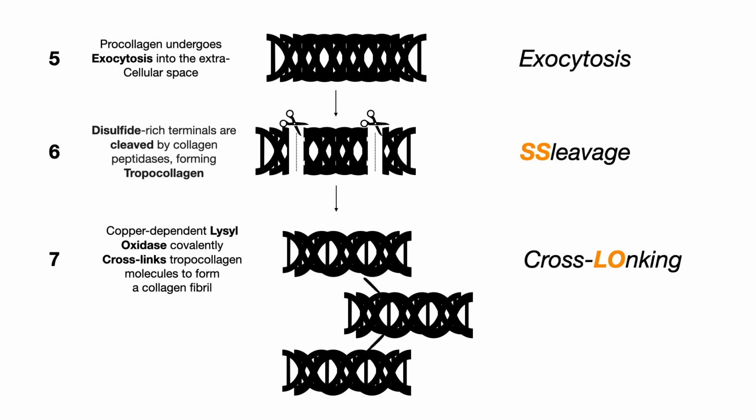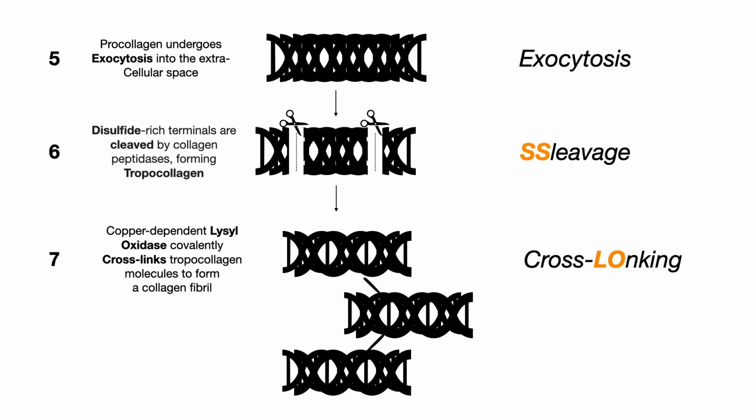Then in step 7, instead of saying cross-linking, say cross-LOing, with the LO for lysyl oxidase. That'll help you remember that it's lysyl oxidase that's doing the cross-linking of those tropocollagens to form the collagen fibril.